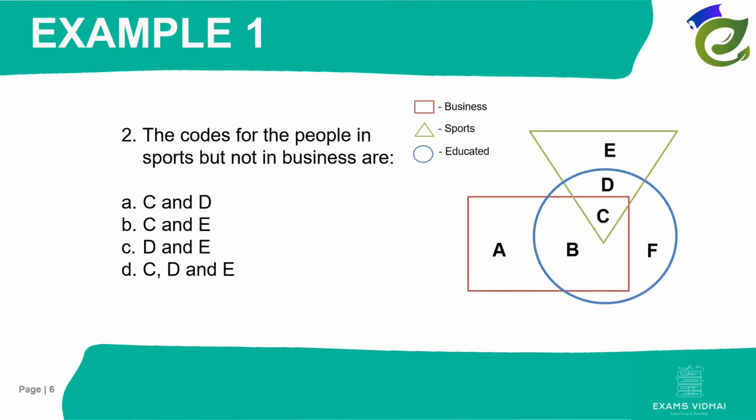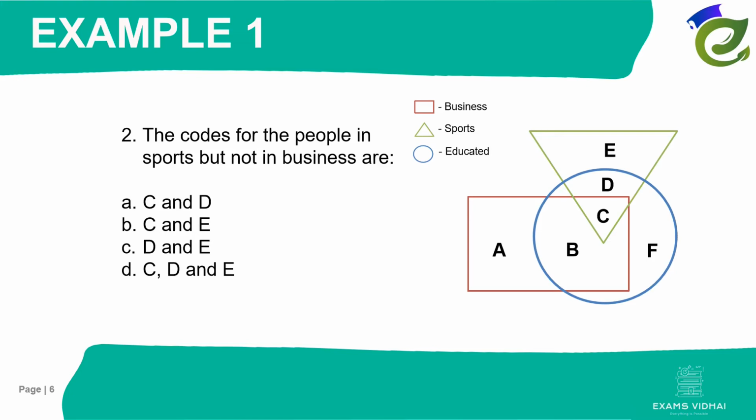Moving on to the next question. The code for the people in sports but not in business are. Here, we again follow the two-step process but in the reverse order. Basically, the set operation followed here is the difference operation. That is, the set of people in sports minus the set of people into business.